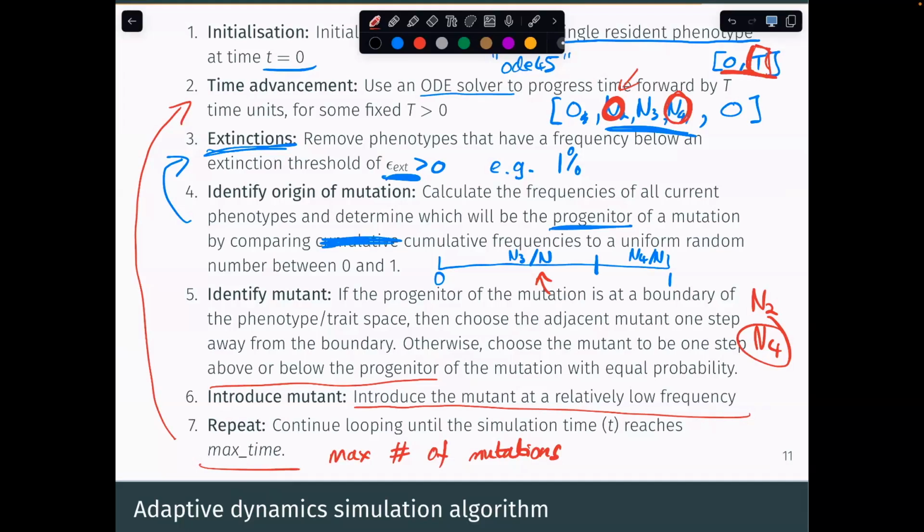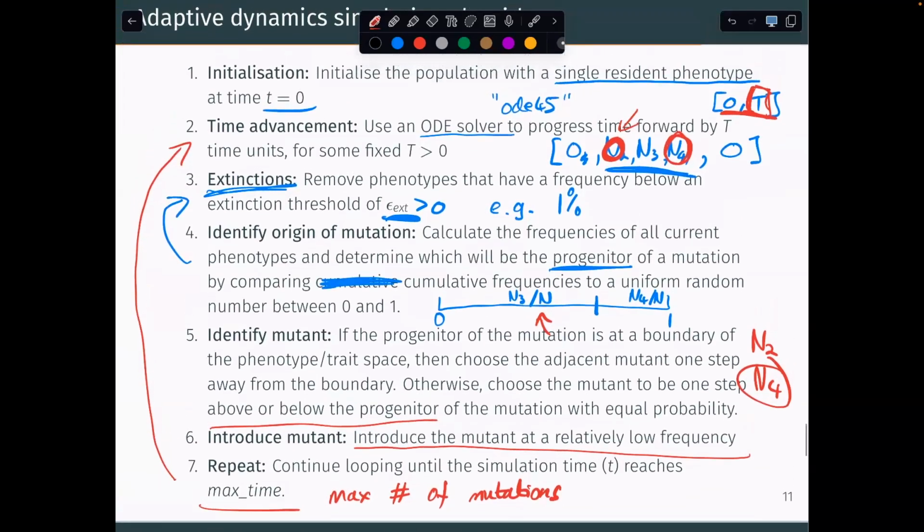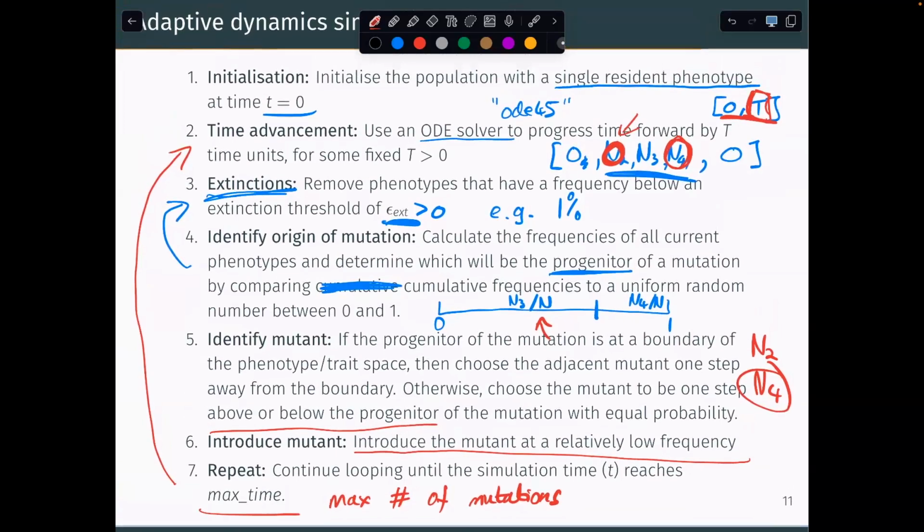So you had a question. It was just about the case where we're not on a boundary in step 5. Yes. It says in the second sentence, I think, otherwise just choose a mutant to be one step above or below the progenitor. I thought if we're not on a boundary, we don't really have to do any further steps. So if we're not on a boundary, we still have to choose which direction we're mutating in.